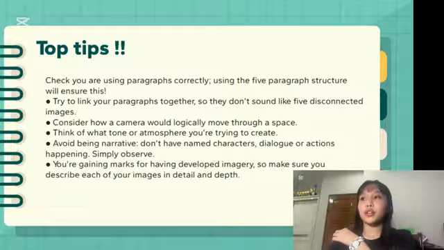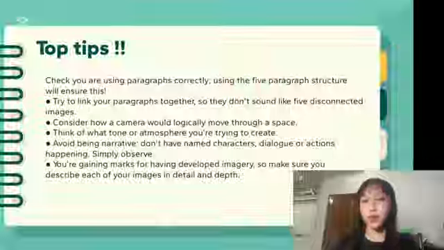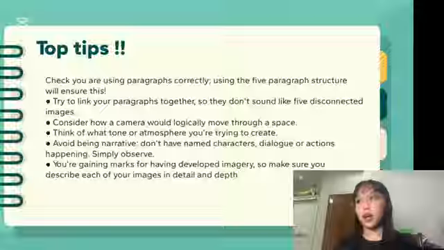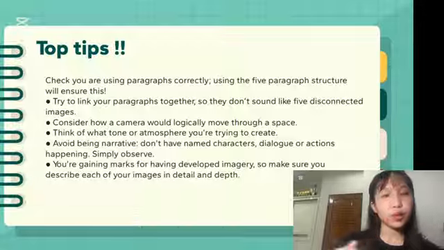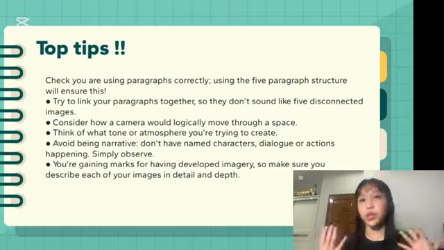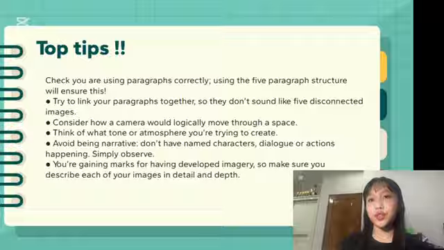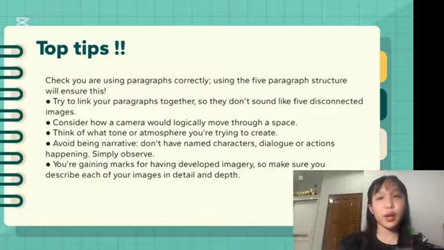Next, we're not going to be narrative. We're going to avoid being narrative. After all, it is descriptive writing. So we're not going to have characters. We're not going to have a storyline. Nothing's going to happen. Basically, we're going to be observing what's going on. We're gaining marks for having developed imagery, so make sure you describe each scene in detail using the figurative language that we talked about.